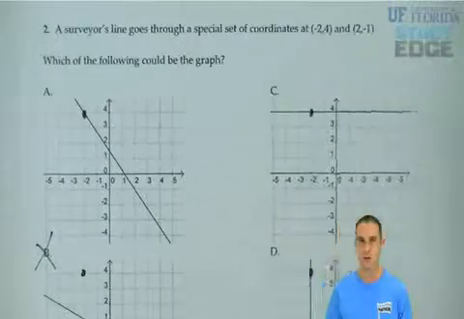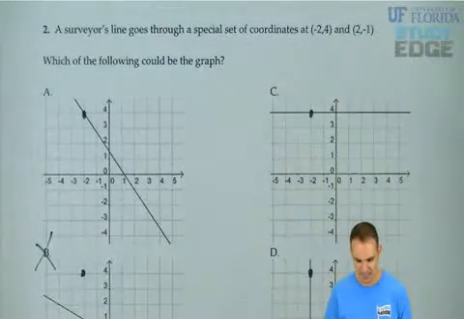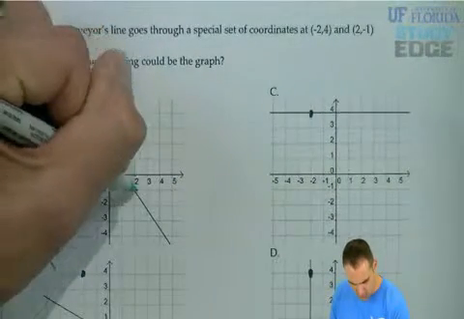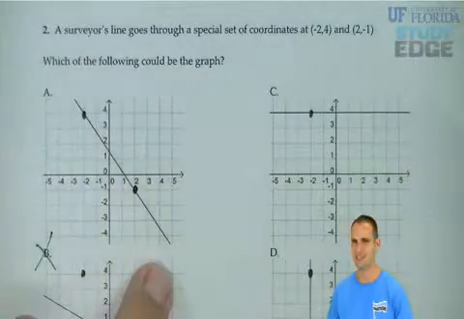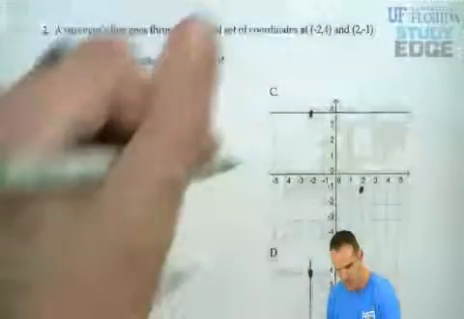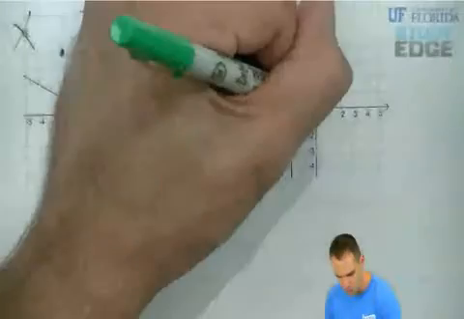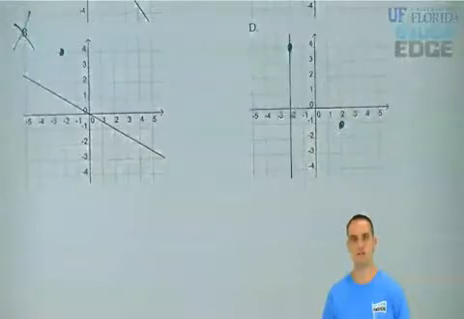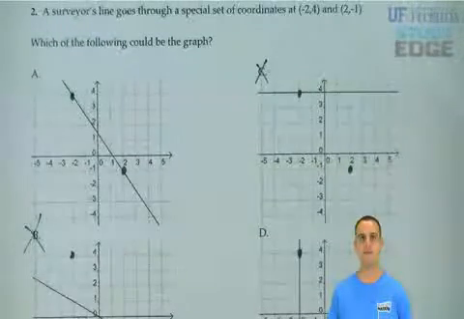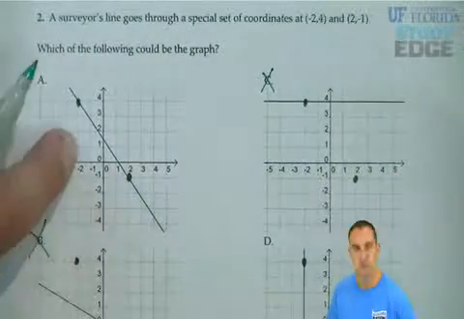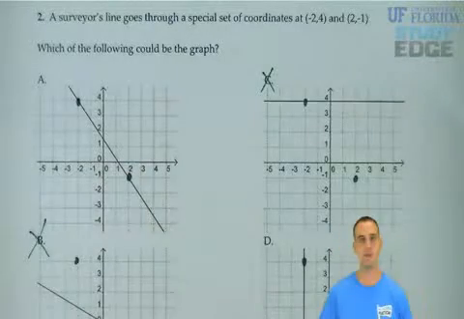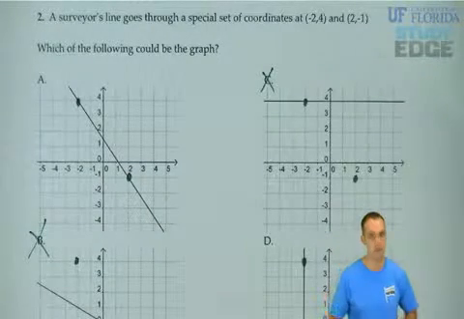But remember, we want to get that other point now, (2, -1). 1, 2, -1. I think that's it. This is the only graph that contains the points (-2, 4) and (2, -1). So given points or a point and a slope, you're asked to pick out the line, you're just looking at the graphs, trying to match it up.